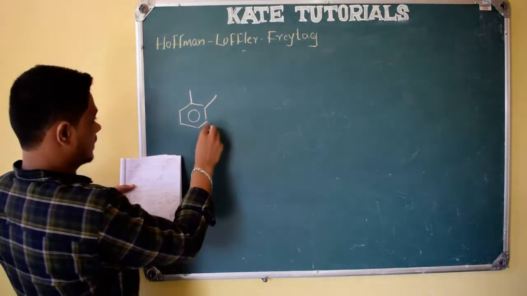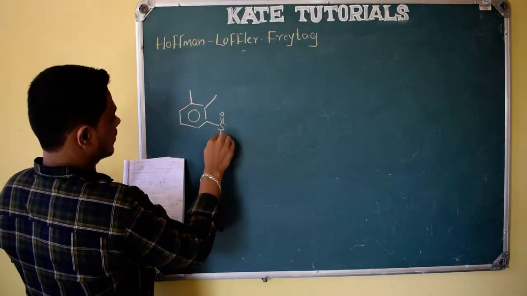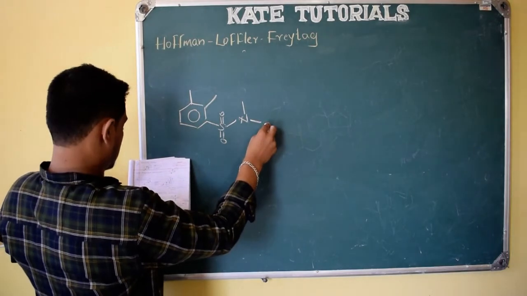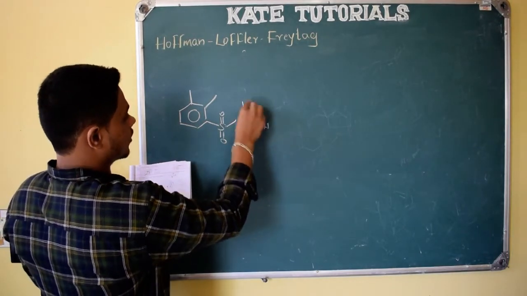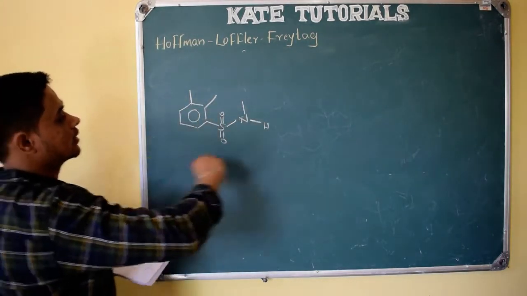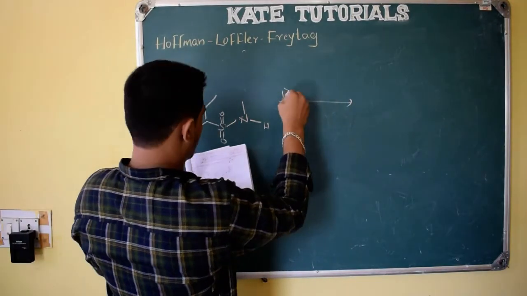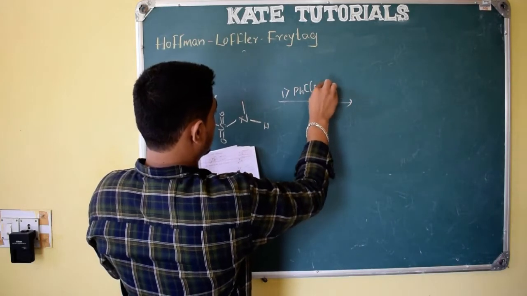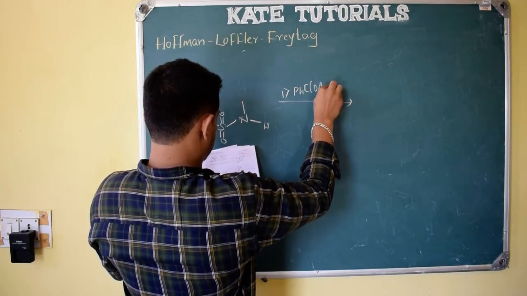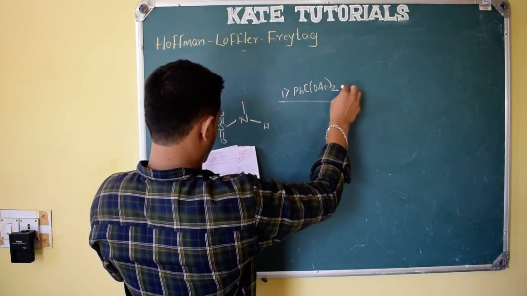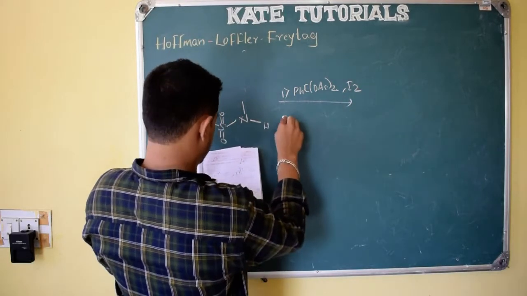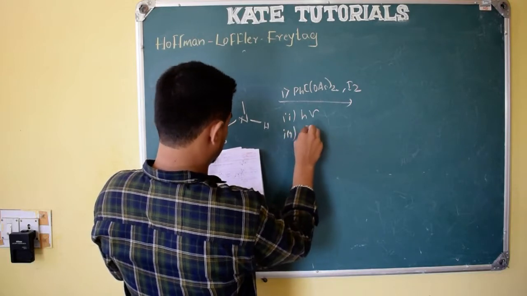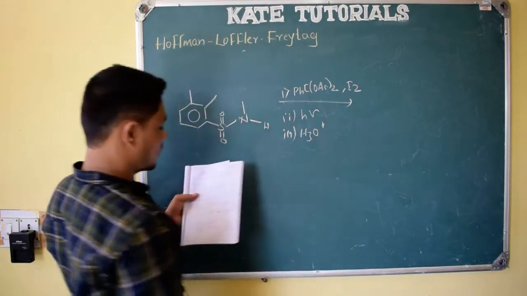Benzene ring it is, and here sulfur containing S double bond O. This compound is there, and here methyl and here hydrogen. Here no heteroatom they have mentioned. But in the reagent part they have given some reaction like PhI(OAc)2, iodine. They have mentioned the second condition as light, and the third condition as hydrolysis.